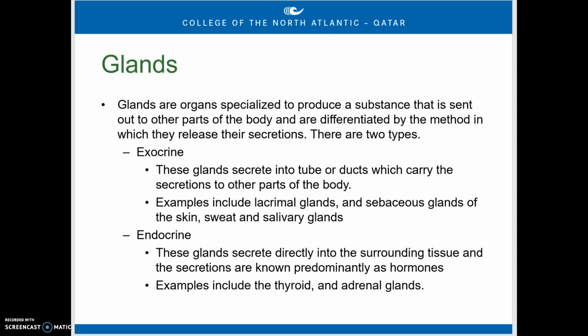Some examples of exocrine glands are the lacrimal glands that we find in our eyes that help produce tears, sebaceous glands that we find in our skin that'll produce sweat, and the salivary glands that we find in our mouth that produce the saliva that flows into our mouth to help us with digestion. Now we can also have endocrine glands. These secrete their products directly into the surrounding tissue, and then the blood will help carry the hormones and the messengers around. Some examples of endocrine glands are the thyroid gland and the adrenal gland.